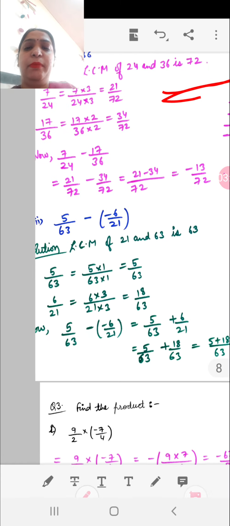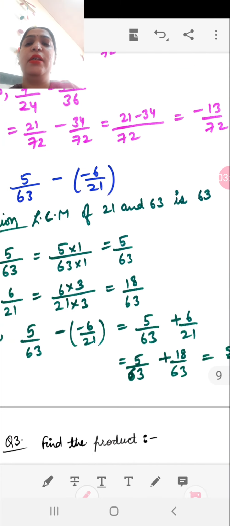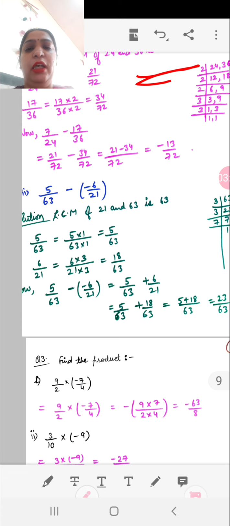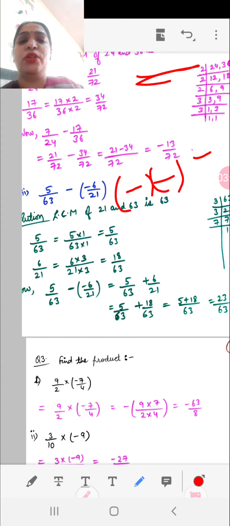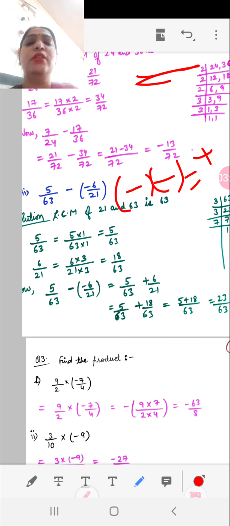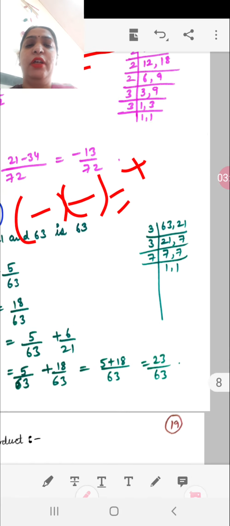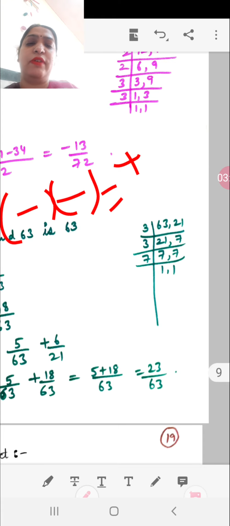Next is the third part, 5 upon 63 minus 6 upon 21. In this case, in integers minus is plus. So it will become plus. LCM of 21 and 63 is 63. You can calculate the LCM by yourself like this: 3 21s are 63, 3 7s are 21, 3 7s are 21, and then there is no number in the table of 3, so write down 7 here, 7 1s are 7, and 7 1s are 7.